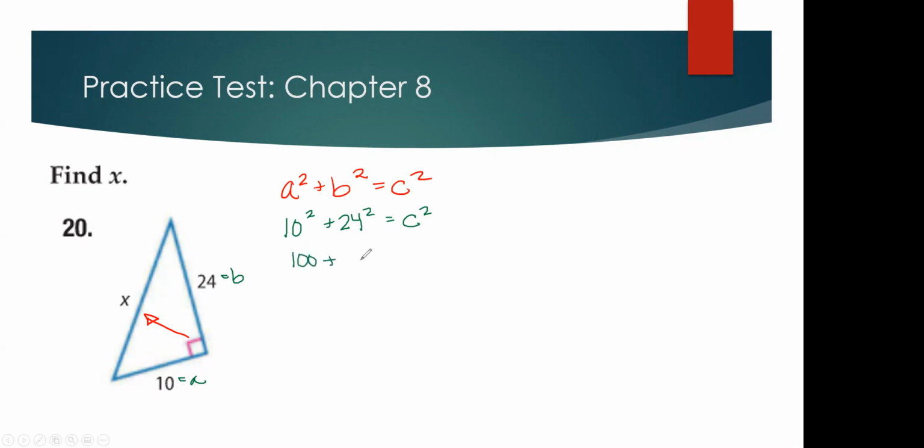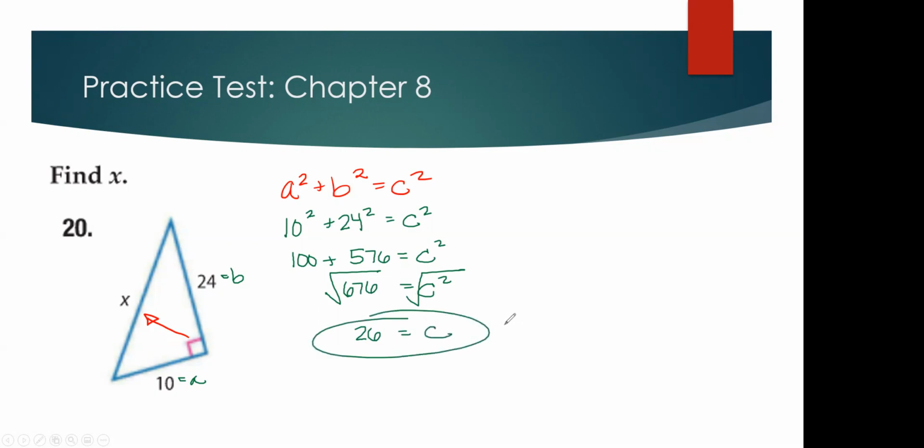100 plus 24 times 24 is 576. Be a good idea to have a calculator, okay, when you're taking this test. So when you add this together, it's 676 is equal to c squared, and then you take the square root. You definitely want a calculator for these types of problems. I don't expect you to know the square root of 676 off the top of your head, and it is actually a perfect square, because 26 times 26 is 676. Okay, so C is equal to 26.